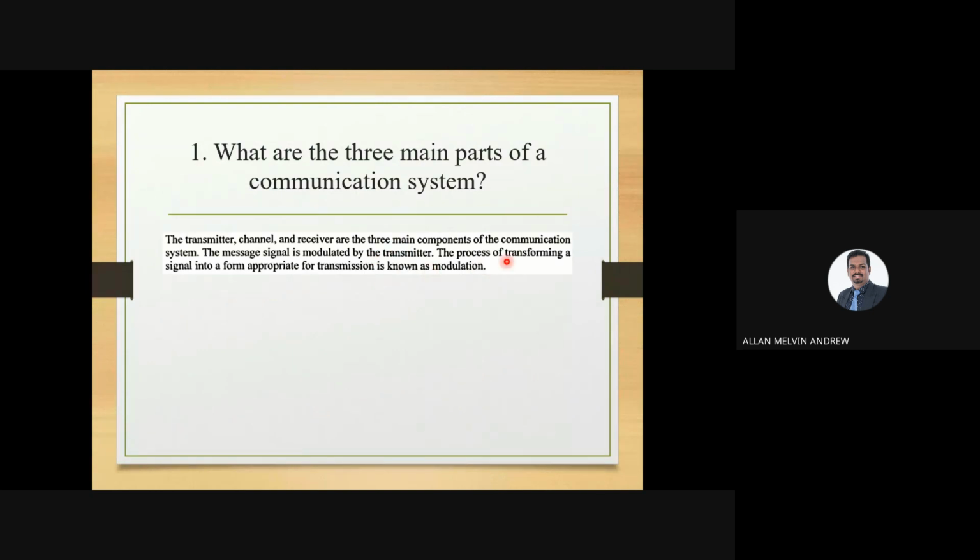The process of transforming a signal into a form appropriate for transmission is known as modulation. If you have this kind of question and it's only three marks, they will probably expect you to explain one line about the transmitter, one line about the channel, and one line about the receiver. If it's five marks, you can draw the block diagram. You can refer back to lecture 1, chapter 1.